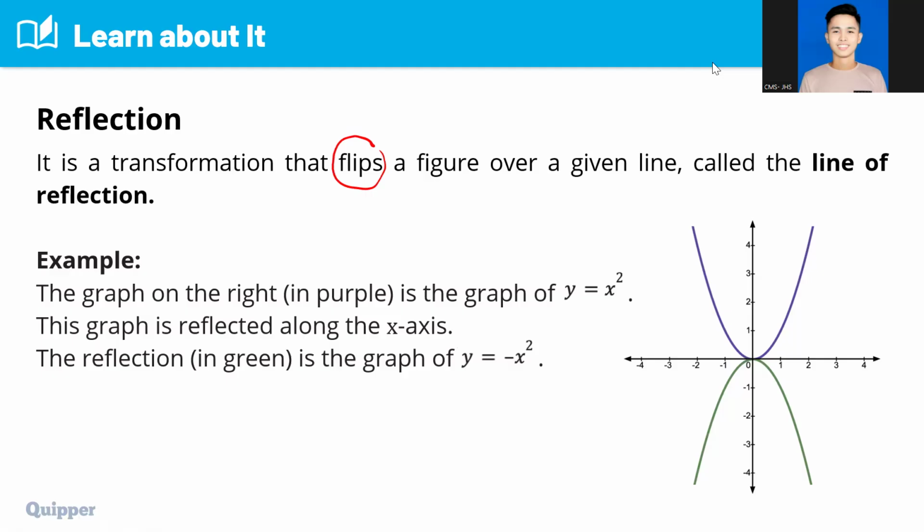The graph on the right in purple, the one above the x-axis, is the graph of y equals x squared. This graph is reflected along the x-axis. So again, when we say reflected, it is flipped along the x-axis. The reflection, the one below the x-axis in green, is the graph of y equals negative x squared. So as we flip or reflect y equals x squared along the x-axis, the resulting equation will be y equals negative x squared.